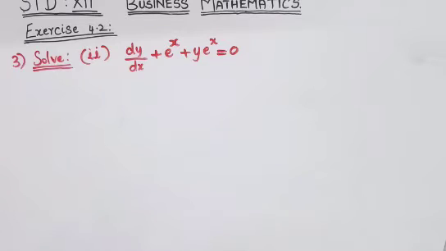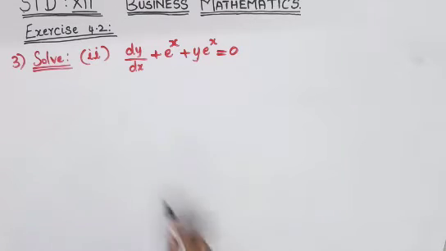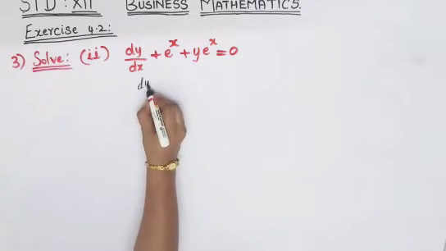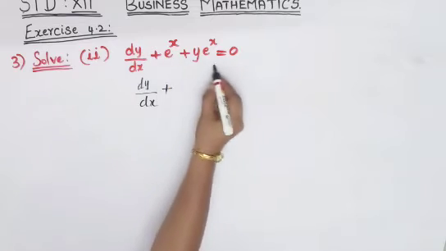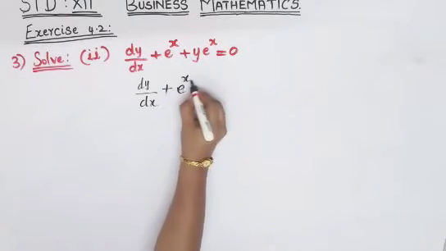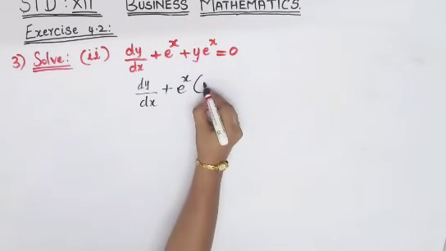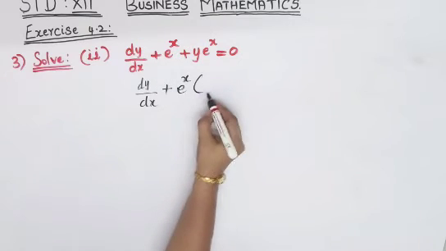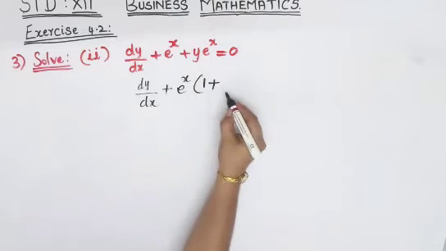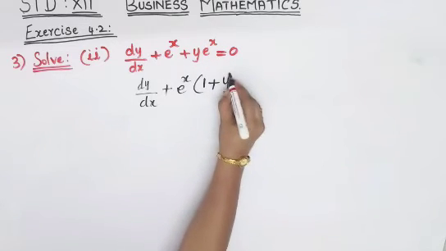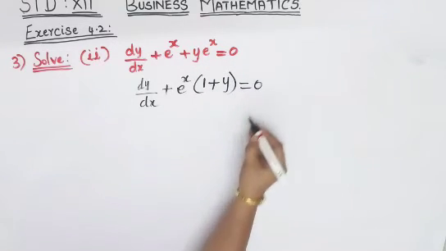Exercise 4.2, third question, second subdivision: dy by dx plus e power x plus y e power x is equal to 0. So what you will have to do is, e power x is there in both places, so we will take e power x common outside. So you will have e power x outside already, only 1 for the first term, plus here e power x is outside, so you will have 1 plus y over there, which is equal to 0.